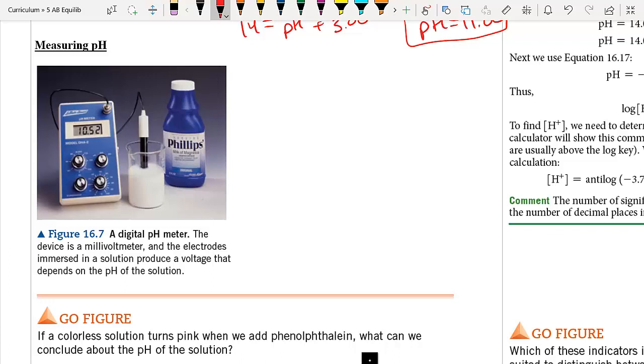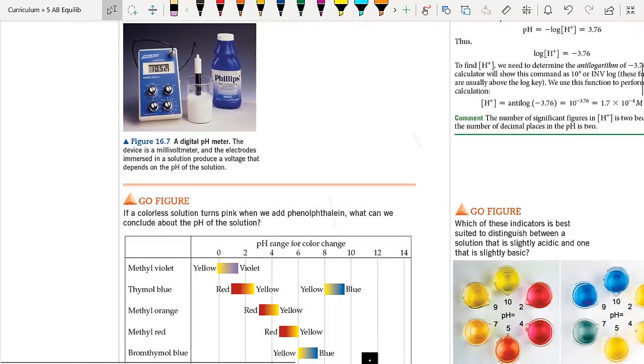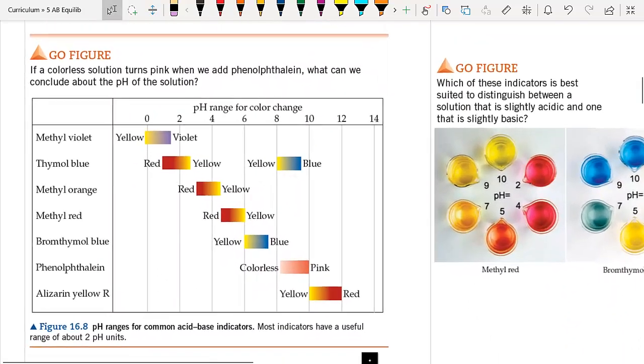Now, I'm going to get into another form outside of using these electronic devices. We also have indicators, colored solutions that change in the presence of acids and bases. So some of the common ones that you'll find are listed here: methyl violet, thymol blue, methyl orange, methyl red, bromothymol blue, phenolphthalein, and alizarin yellow R. Notice that the color change windows relate to the specific pH range where they're sensitive. So all of these have a different range.